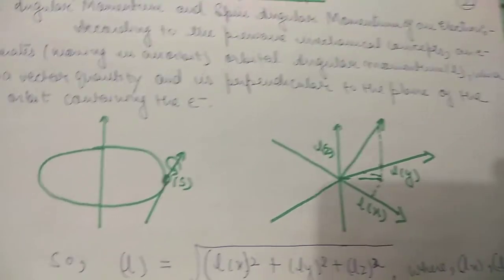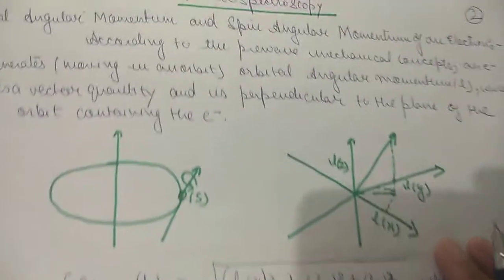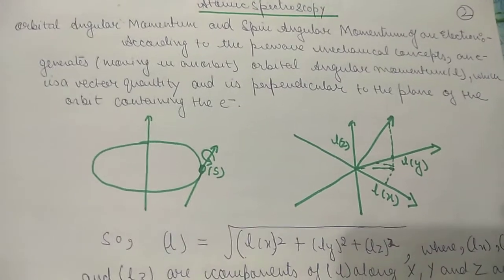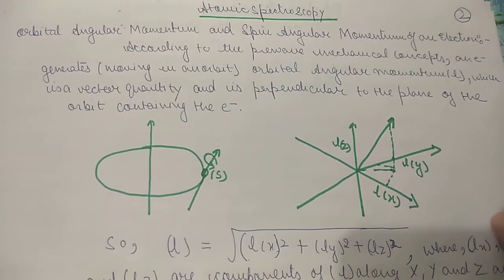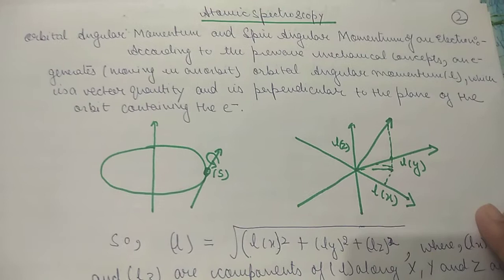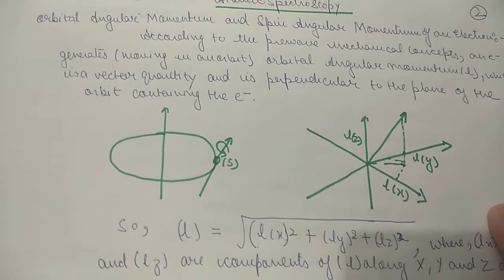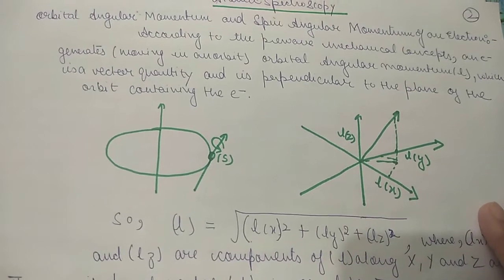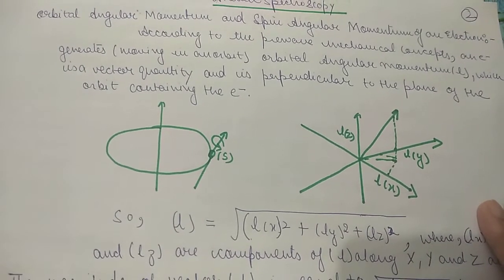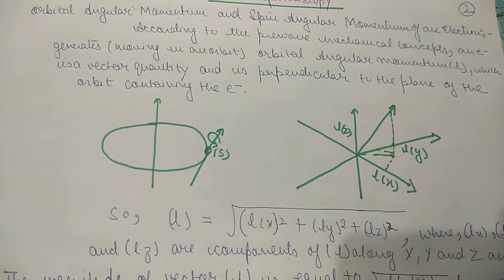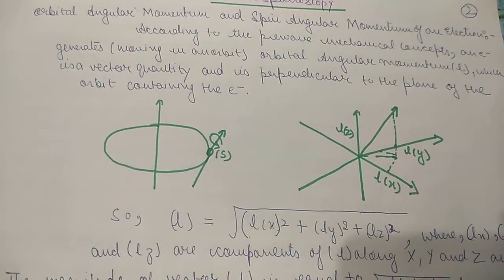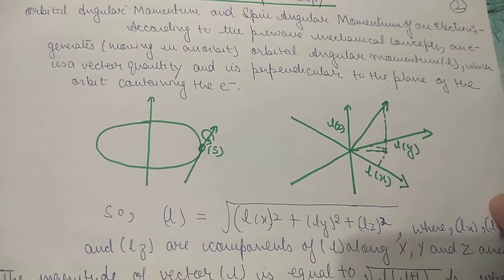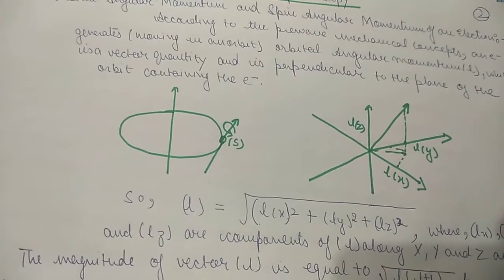atomic spectroscopy. So for this we have to study the atomic spectroscopy. Atomic spectroscopy, what is it? Now the electron exhibits two types of angular momenta. One is orbital angular momentum and another is spin angular momentum. Two types of angular momenta are exhibited by electron.